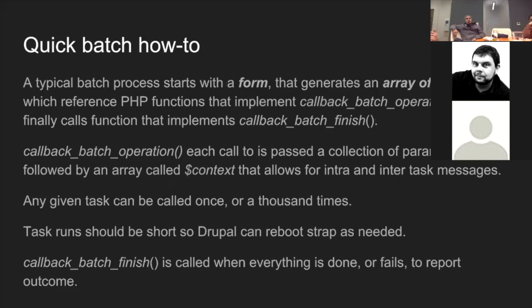But any given task can be called once in that list of operations, or you can feed it the same task 1,000 times with different data, or the same task 1,000 times with the same data. And I'm not going to get all the way out into the weeds, but even within a task, you can tell that context array, I'm not done yet, call me again. And it'll actually keep recalling the same task over and over throughout the process. If you're reading other people's batch functions, you'll see that as opposed to calling multiple functions. There are some data overhead reasons why you want to do that sometimes, although it's pretty rare that you actually need to.